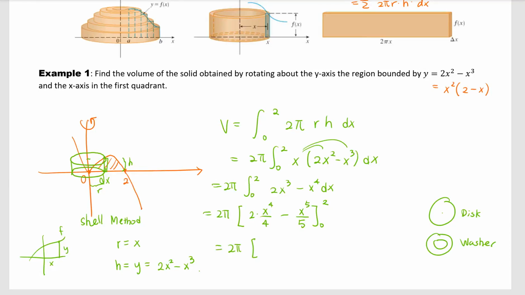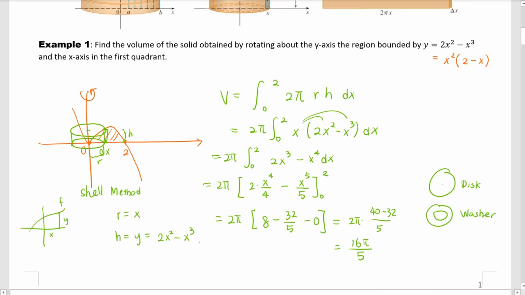Okay, so let's plug in 2. When we plug in 2, 2 to the 4th is 16. 16 divided by 4 is 4. 4 times 2 is 8. And then, 2 to the 5th, 32. When we plug in 0, it's all 0. Do you know what 8 is? 8 is actually 40 over 5, right? 40 minus 32 is 8. 2 times 8, 16 pi over 5. So this is our answer.